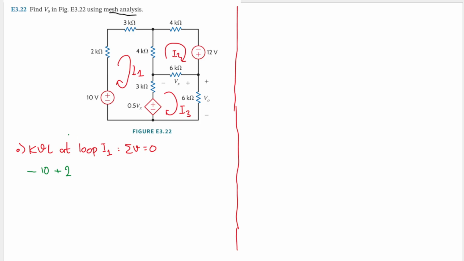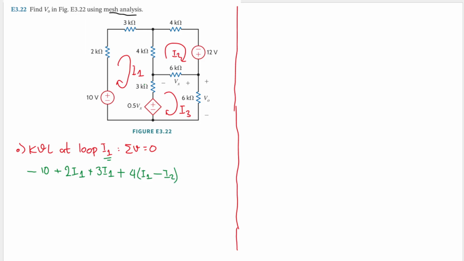We need voltage, so we multiply it by the only current that passes through it, which is I1. We don't need to convert the kilo ohm into ohm because I1 will be in milliampere. Then the next one is this 3 kilo ohm resistor, so we'll have 3I1. Then we have the 4 kilo ohm. However, this one has two currents passing through it, I1 going down and I2 going up. So we multiply it by I1 minus I2. I1 comes first because we are working on I1 here.